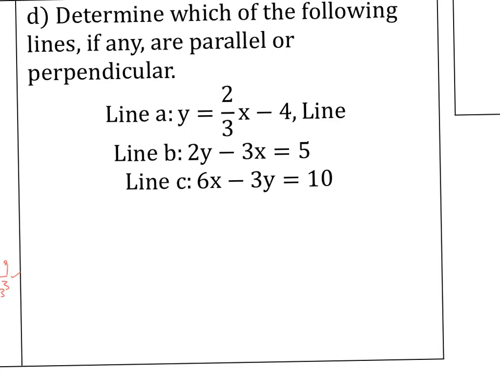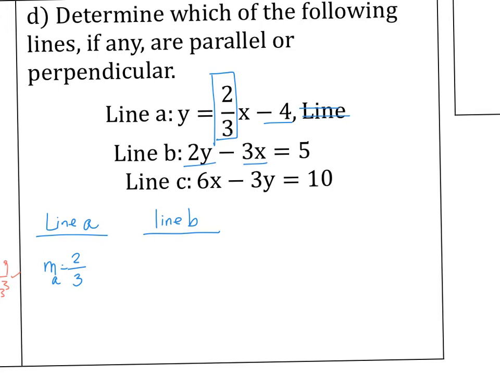Part D. Determine which of the following lines, if any, are parallel or perpendicular. Before I even compare their slopes, I need to first find out what the slopes of all the lines are. So for line A, the slope is 2/3 because the line is already in slope-intercept form.